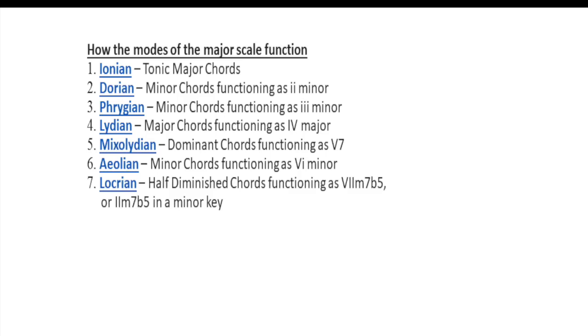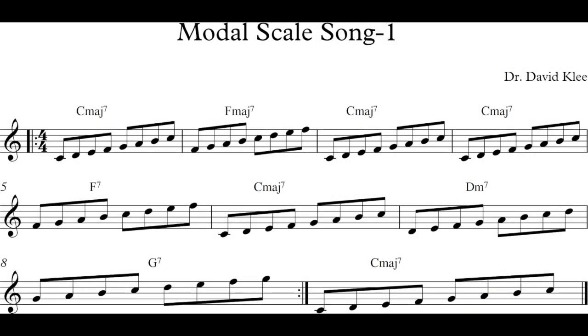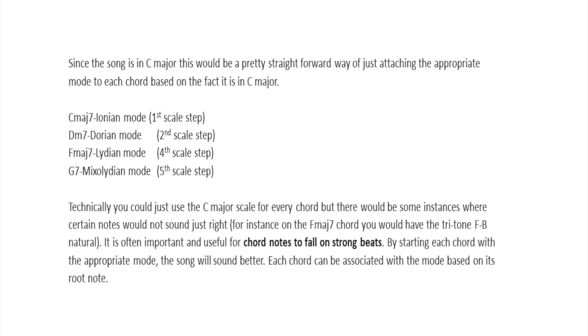Okay, now let's look at an example of a song where we can use these modes. Since this song is in C major, this would be a pretty straightforward way of just attaching the appropriate mode to each chord based on the fact that it is in C major. For instance, you have your C major 7 for the Ionian mode, first scale step. Your D minor 7 would work with the Dorian mode, second scale step. The F major 7 would work well with the Lydian mode, fourth scale step. And the G7 would work really well with the Mixolydian mode, the fifth scale step.